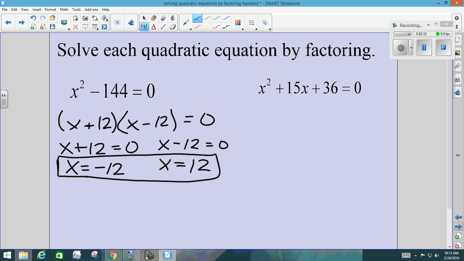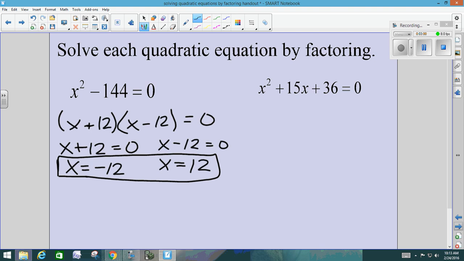If I plug negative 12 in, what's negative 12 squared? 144. What's 144 minus 144? 0. If I square positive 12, will it work still? Yes. Okay, that's how you can check your answers. You can take what you get, and with the help of a calculator, put it into the original equation and see if it comes out as 0. You can do that sometimes, but not always.